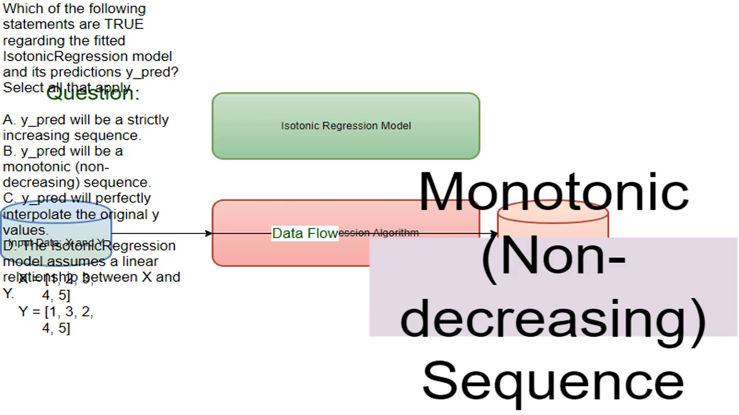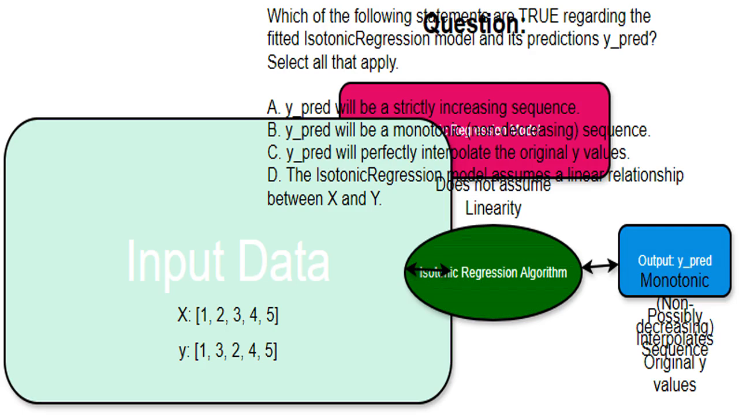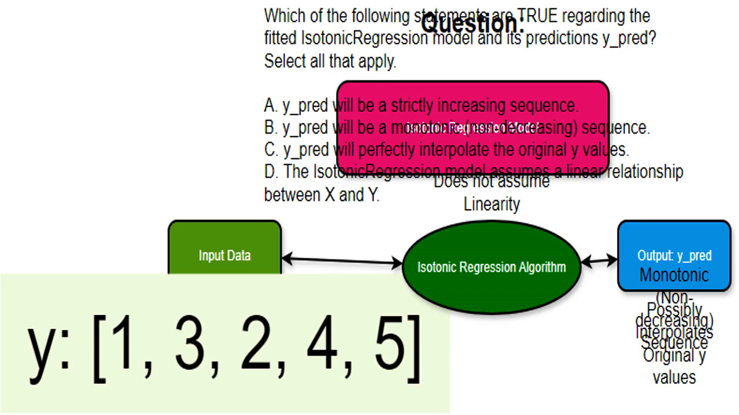Let's find out. This is your predictor variable, the input to the isotonic regression model. I see it's a simple sequence of numbers from 1 to 5. This is your response variable, the values you're trying to predict. Notice something interesting. It's not strictly increasing. It goes up, then down, then back up again. This is key for understanding why we're using isotonic regression.